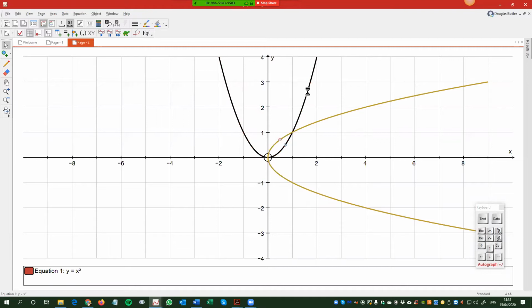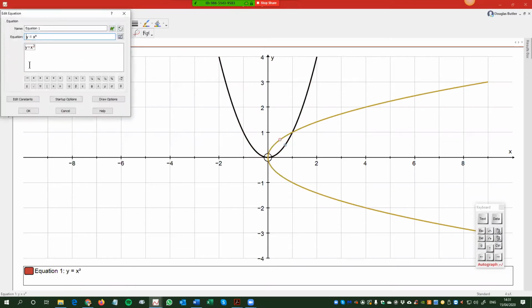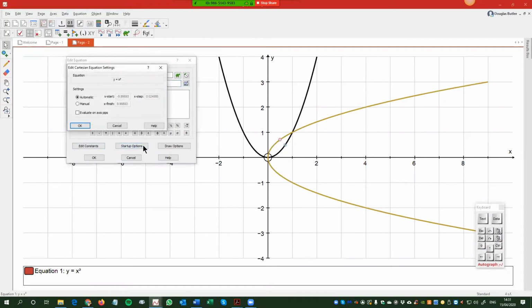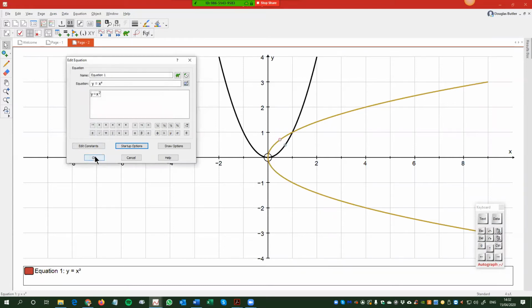So double click on that, which introduces the equation entry dialog box, and we're going to use the startup options, which is where you decide. First of all, automatic just means it plots it perfectly. Manual, you want X start at 0, and the X finish and step can just be whatever. Okay, you ready? Off it goes.